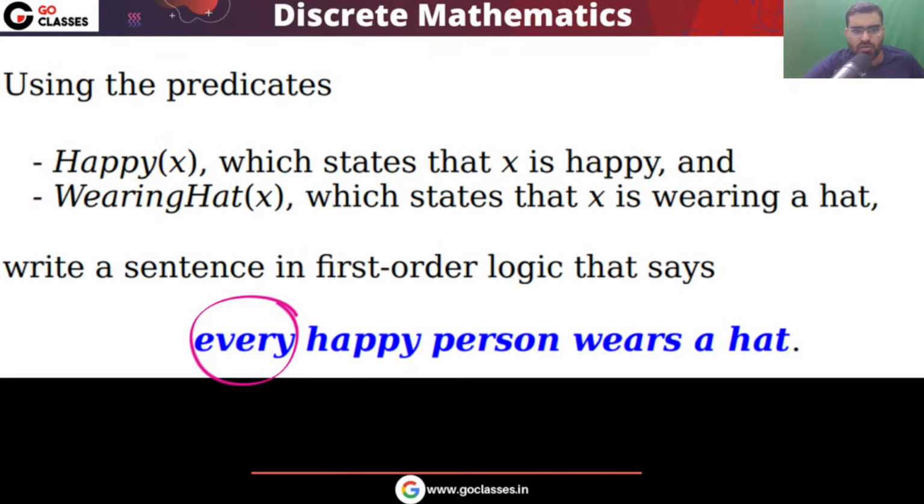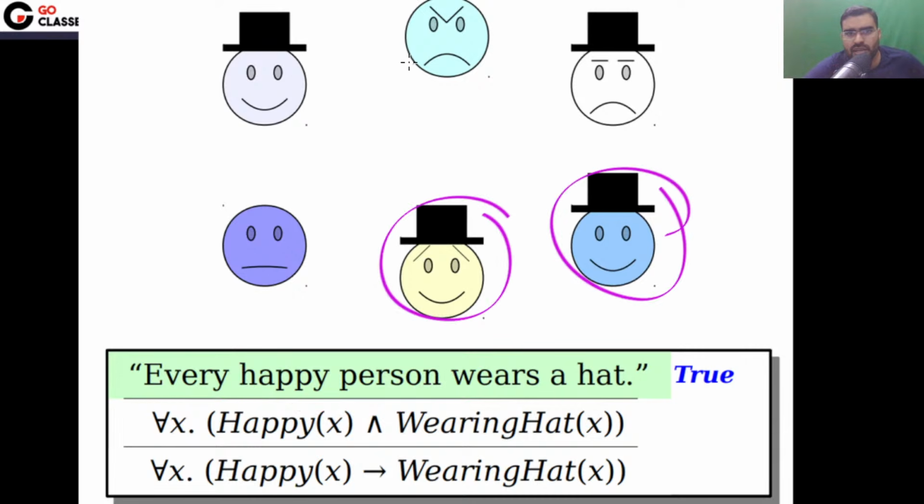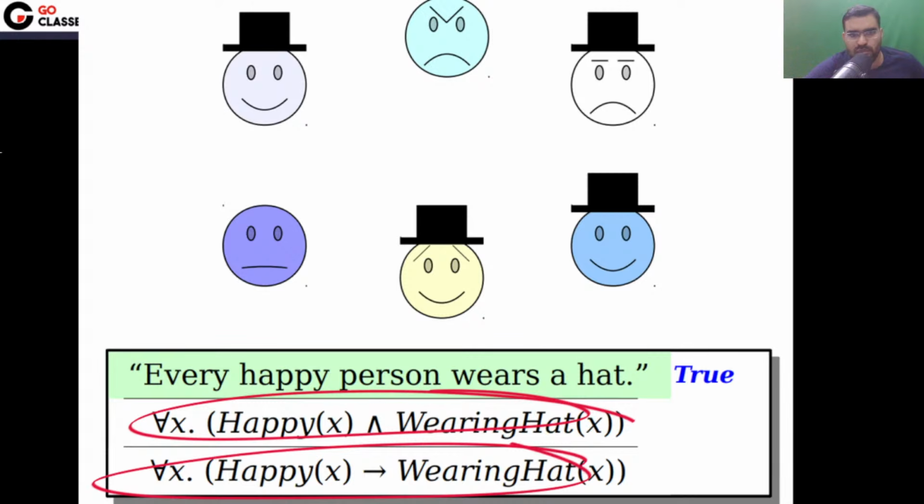Now let's move on. For example, consider this photo, consider this domain. This English statement, is it true or false? Every happy person is wearing a hat. Look at the happy people. Are they wearing a hat? Yes, they are wearing hats. Every happy person is wearing a hat. That is true.